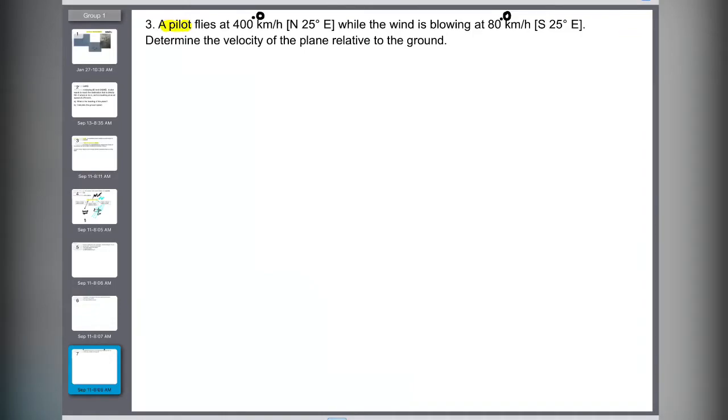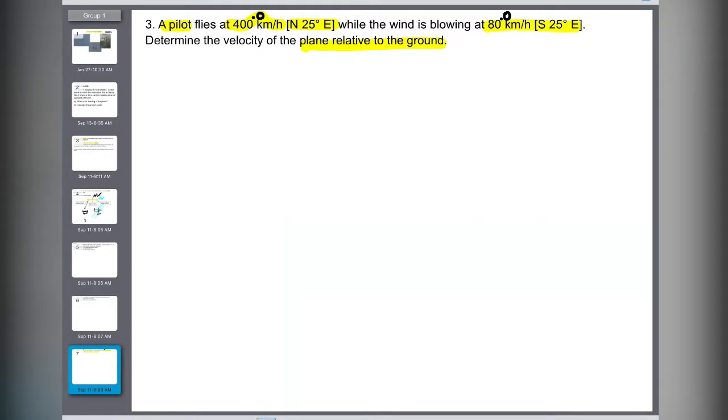Okay, a pilot wants to fly at 400 kilometers per hour north 25 east when you have a wind that is blowing at 80 kilometers per hour south 25 east. Okay, so the 400 is the airspeed, and they want you to calculate the ground speed. So what is this doing? You would draw the picture almost exactly the same as what you would do with a displacement question. Remember the resultant displacement question that we were working on in terms of the vectors?